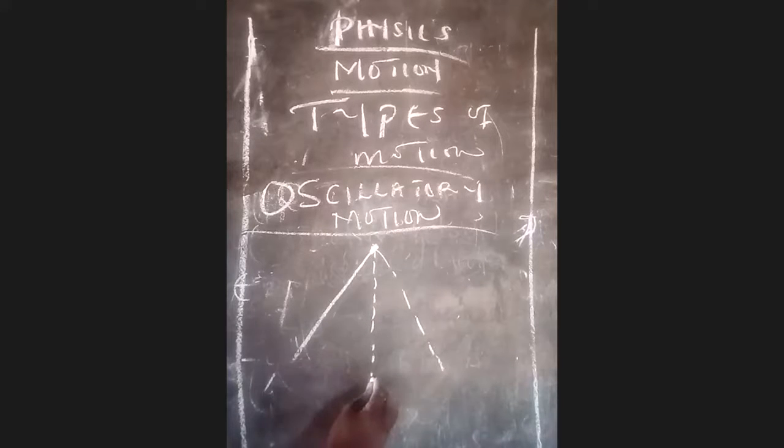Now, let's say that this is the body, and the body is at rest here. As time moves on, the velocity is zero, always zero, because the body is at rest.